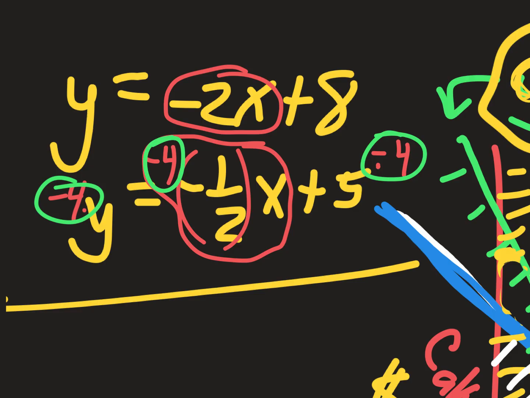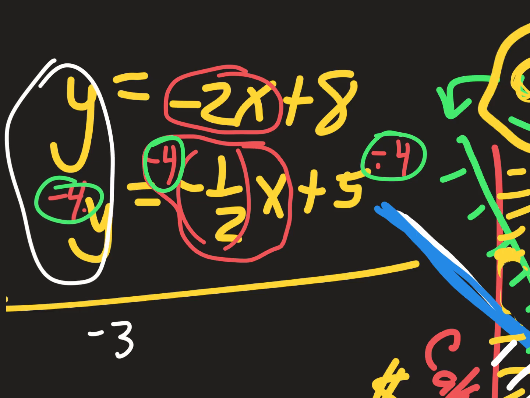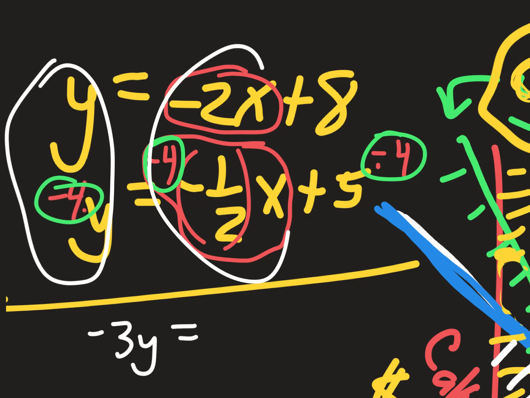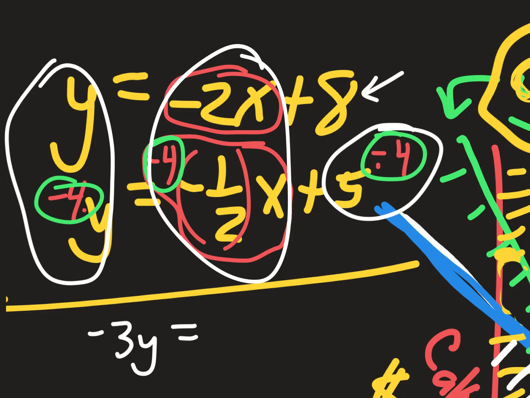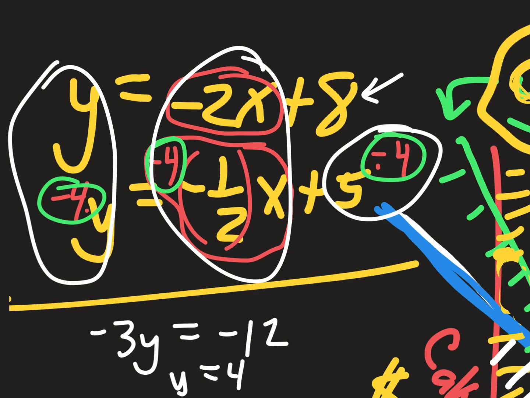So now, watch how quick this solves. That's negative 3y. This part's gone. Negative 20 and the 8 makes negative 12. Y equals 4. See how that was pretty quick? All right, I solved it. Y equals 4. Wait a minute.